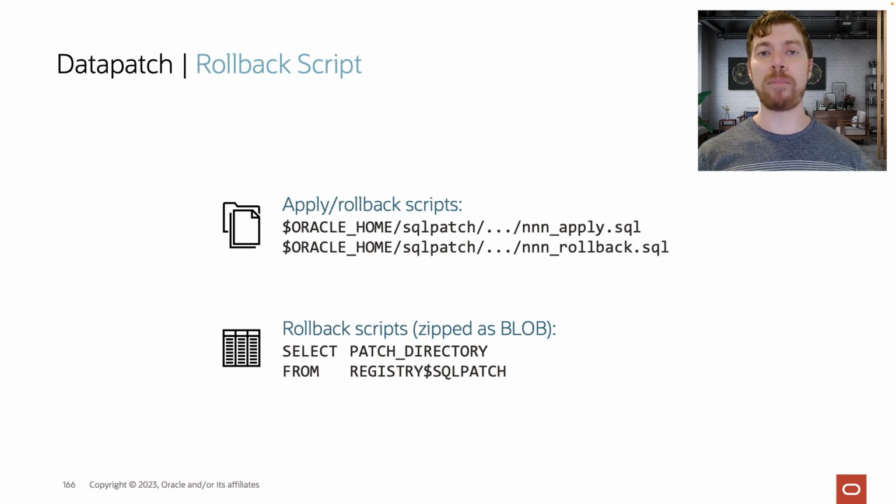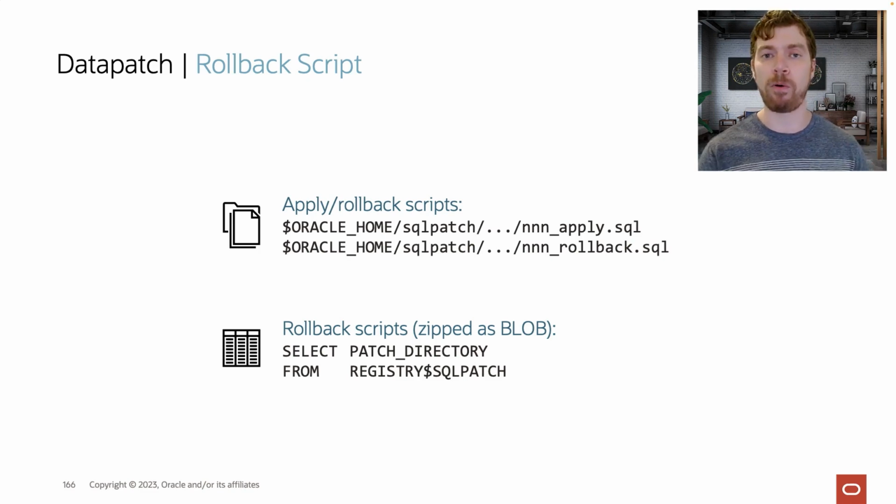Finally, talking about the rollback scripts. So always when you call Datapatch and it changes your dictionary, it will create some rollback and apply SQL files, which are stored inside the Oracle home /sqlpatch folder. You have one subfolder for each patch number. After those files are generated, Datapatch will zip them and put them inside the database table registry$sqlpatch in the patch directory column, which is a blob column. So this blob column will have the zip file of all the SQL rollback and apply scripts that you had in your Oracle home.